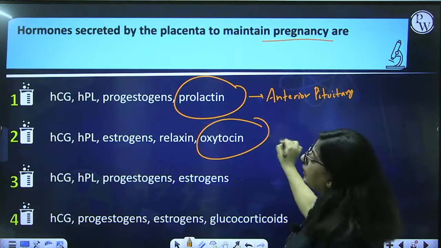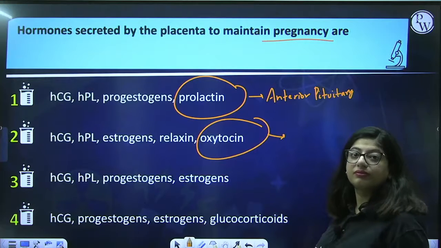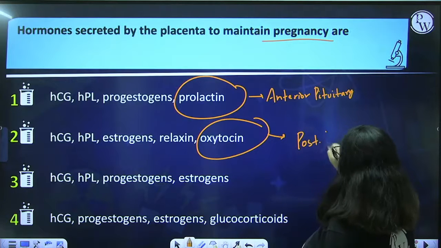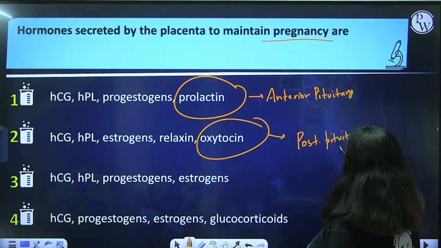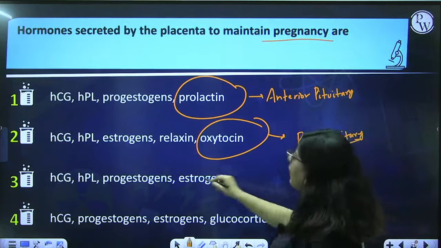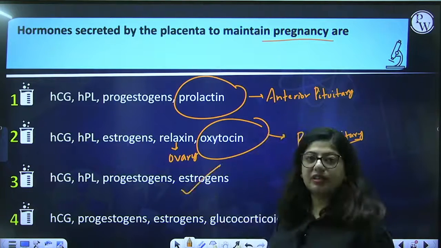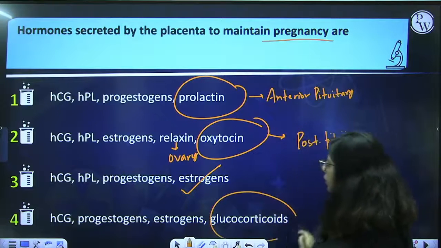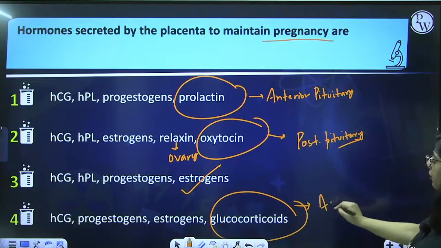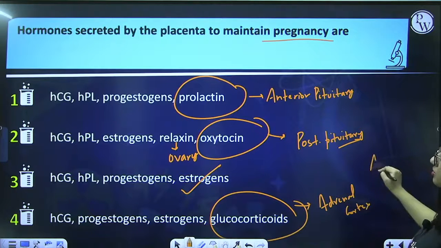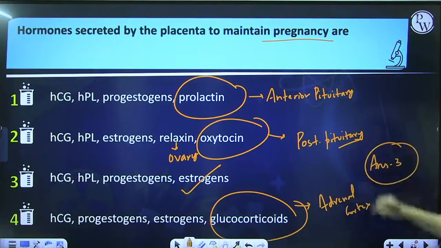Oxytocin is secreted by the posterior pituitary. I think you have forgotten that 11th class chemical control. Relaxin is secreted by the ovary. These all four are secreted by the placenta, and glucocorticoids are secreted by the adrenal cortex. So the answer to this question, my dear students, is 3.